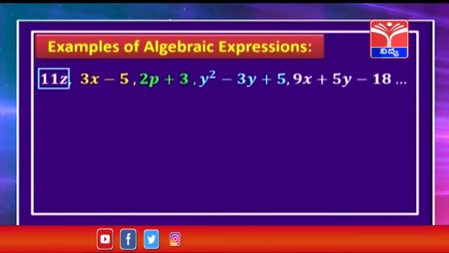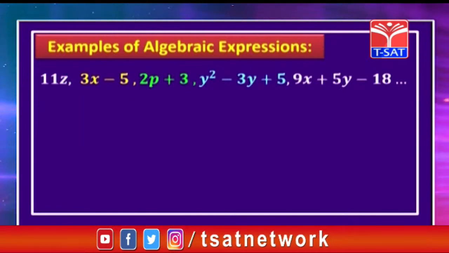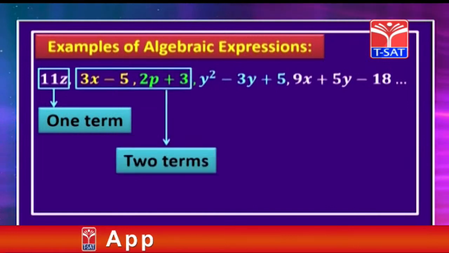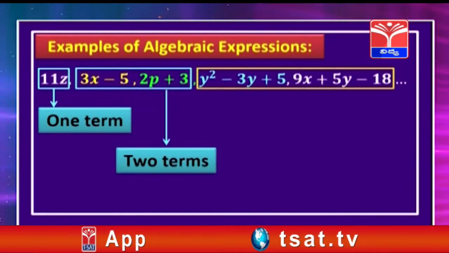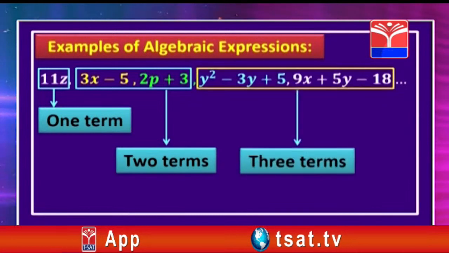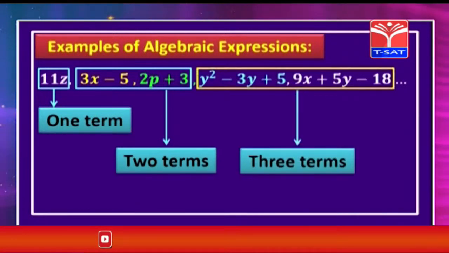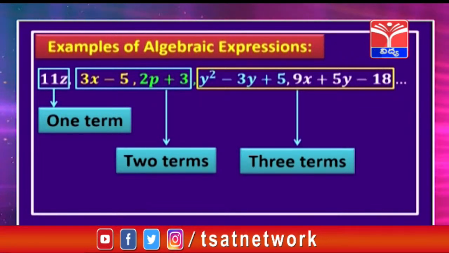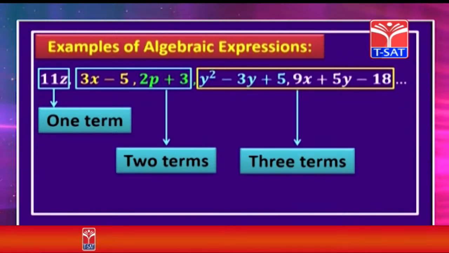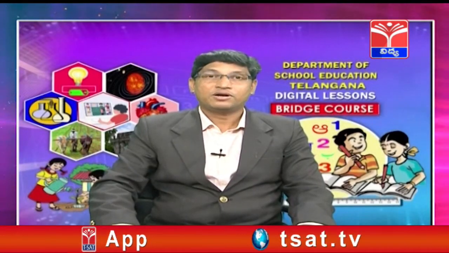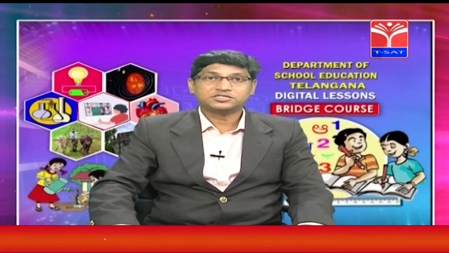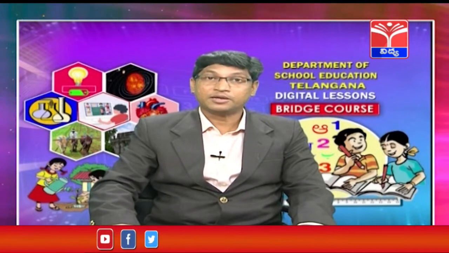If you notice the first one, children, here it has only one term, whereas if we consider the second one, it has, yes, two terms, and the remaining one, if you see, how many terms are there, children? Yes, there are three terms. So an algebraic expression can have one term, may have two terms, or it can have three or more than three terms also. So children, we have learned what an algebraic expression is, and we have also learnt the examples and also how to frame an algebraic expression.